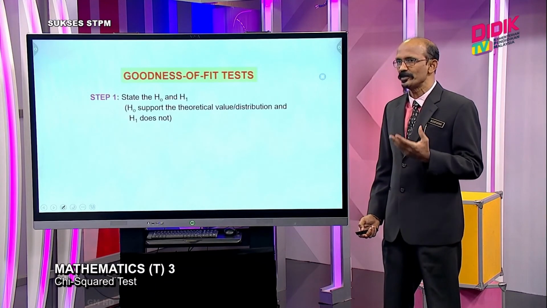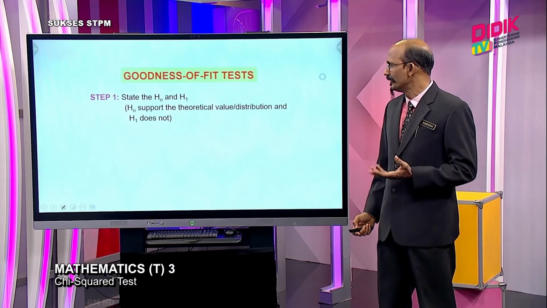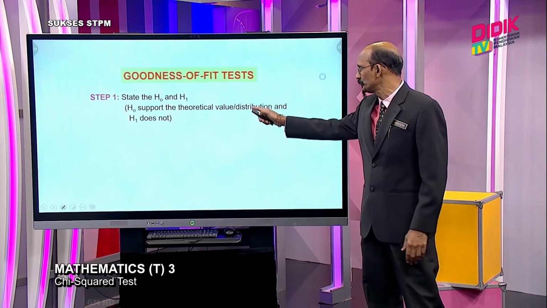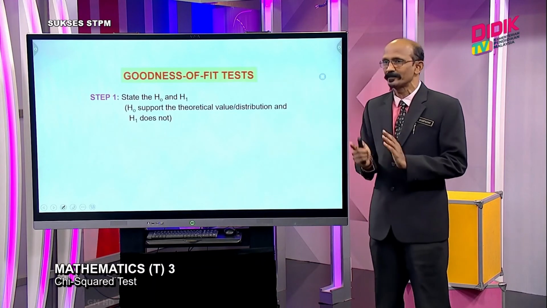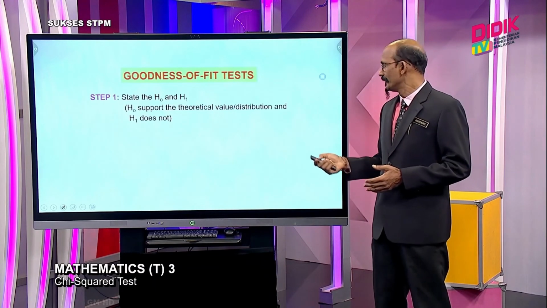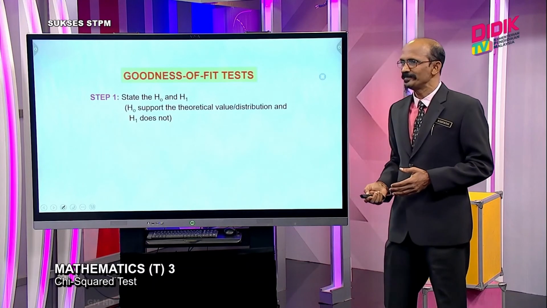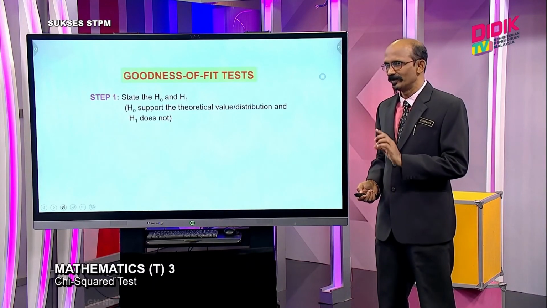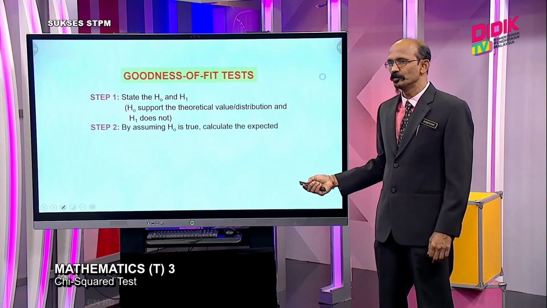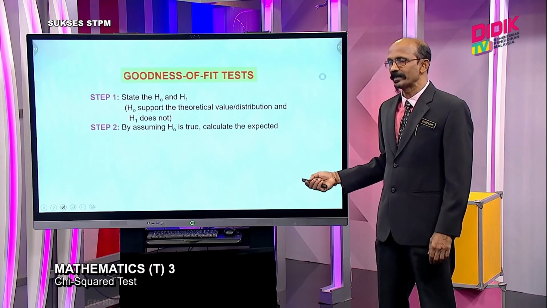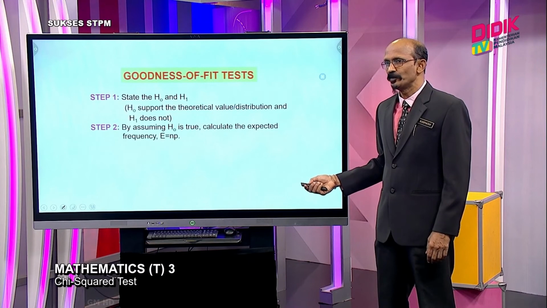So in step 1, we state the H naught and H1. But here H naught refers to the theoretical value or distribution. That means the goodness of fit test is to test your distribution. H1 does not. That's all, very easy. Here we don't have any symbols. It's only the words we use. And then step 2, by assuming H naught is true, we calculate the expected frequency by using the formula np.